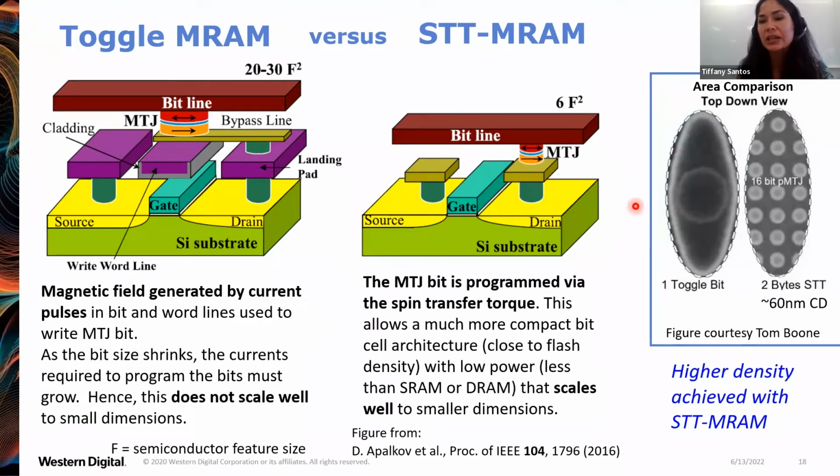You can see that easily in this schematic here on the right side. It's a top-down SEM image where on the right we have 16 perpendicular magnetic tunnel junction bits. They're about 60 nanometers in diameter, and they fit into the area occupied by just one toggle MRAM bit. So it's clear that moving forward, it will be spin transfer torque MRAM that we can use to achieve a higher density rather than toggle MRAM.